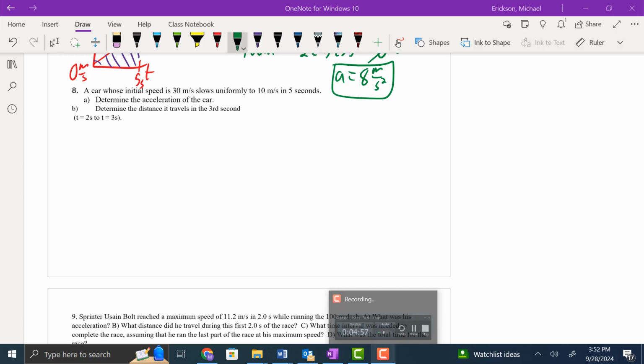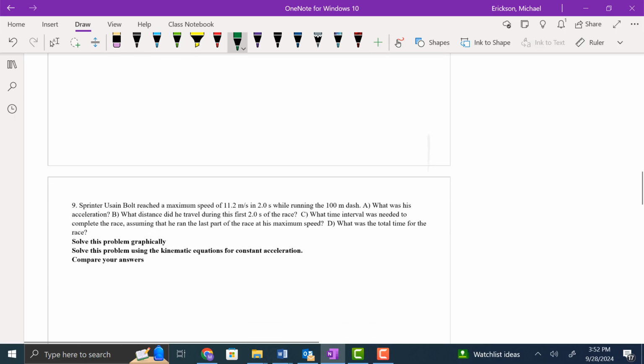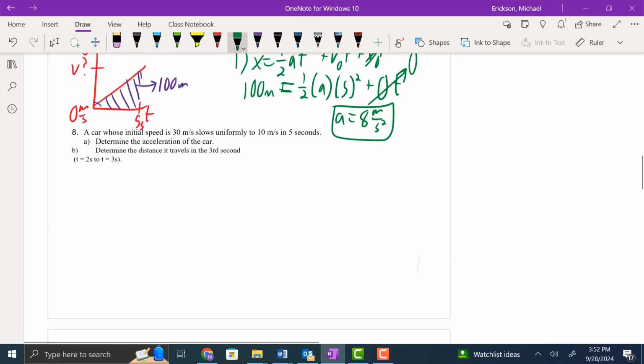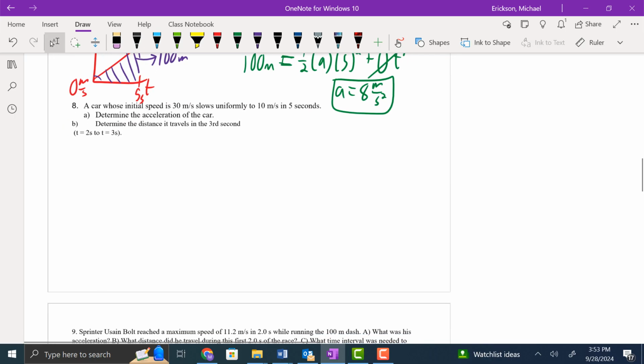All right, let's check the time. I think I can get these two problems down, at least this next one. This next one's probably the more important one. So they tell us a car whose initial speed, I love getting that, v naught's equal to 30 meters per second, slows to 10 meters per second, my final velocity. And this takes 5 seconds. They want us the acceleration of the car, and they want us to determine the distance it travels in the 3rd second. Let me do that first part first.